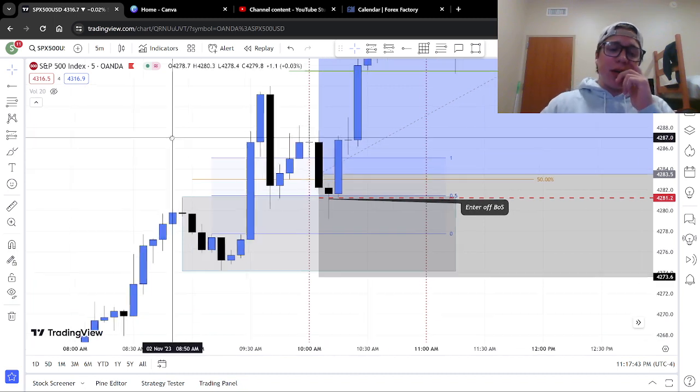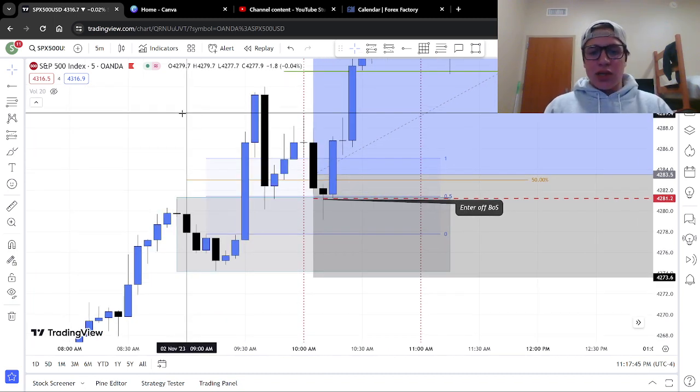And one thing I want to point out here is we can see that we have the fair value gap, the discount zone, and the order block all on top of each other. So taking a trade within that zone is a high probability entry. It's an optimal entry. It's a good time to enter a trade.